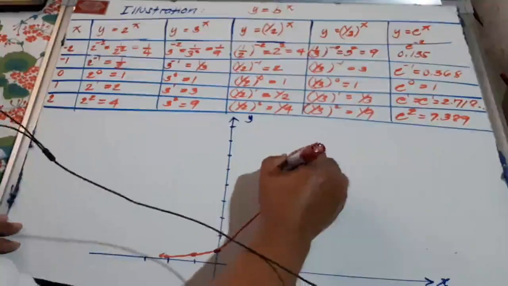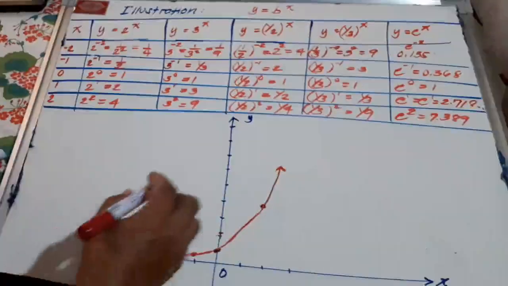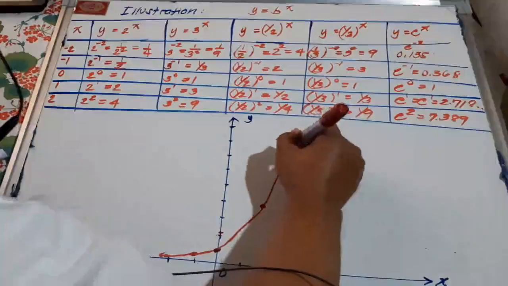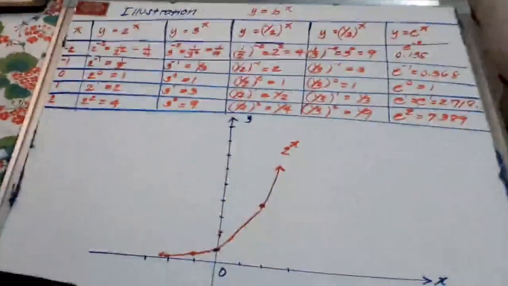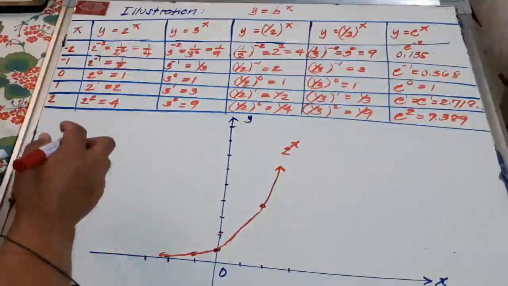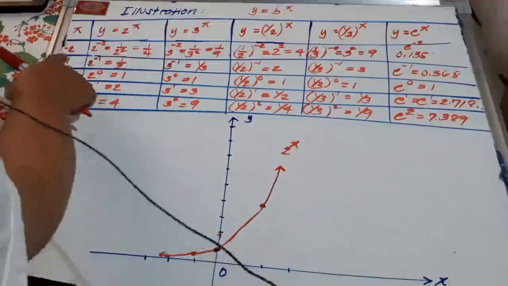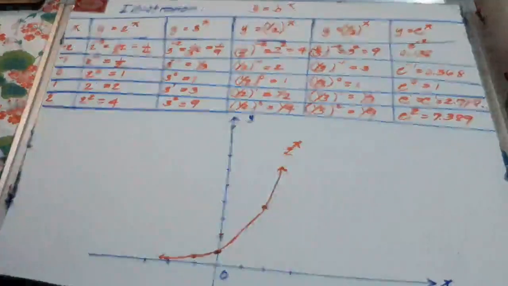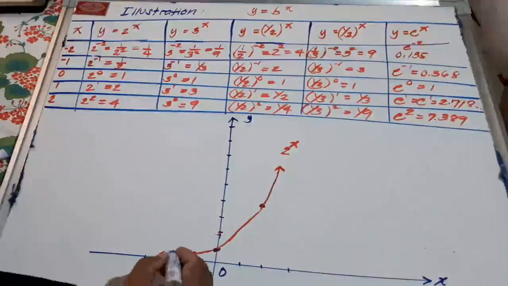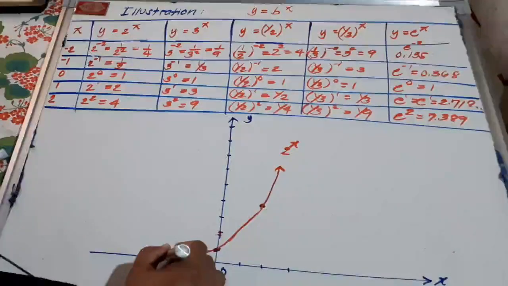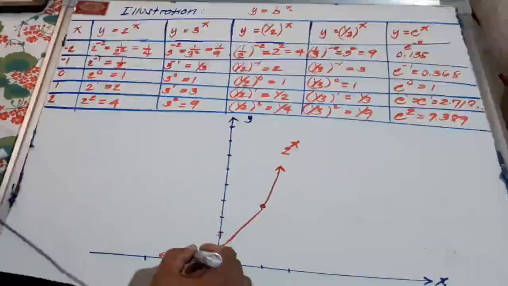Okay, pataas na siya doon. Okay. Ito si 2 to the x. How about 3 to the x? Negative 2, 1/9. So, mas maliit siya doon. Dito siya, no? And then, negative 1, 1/3.